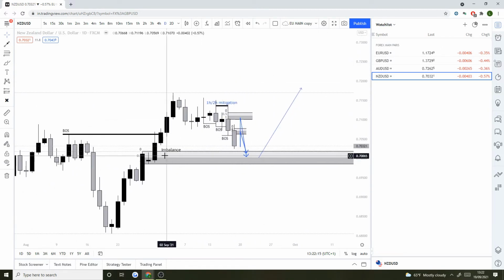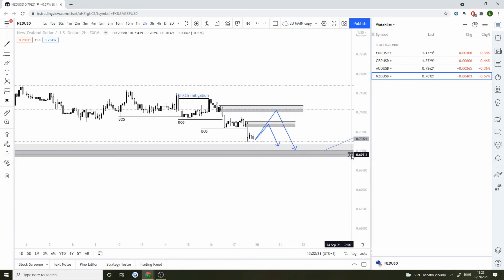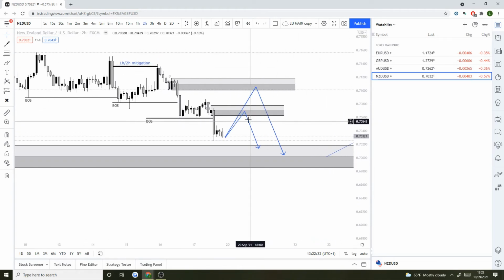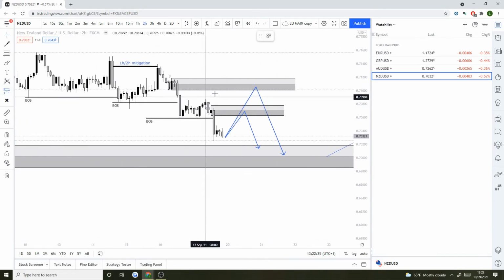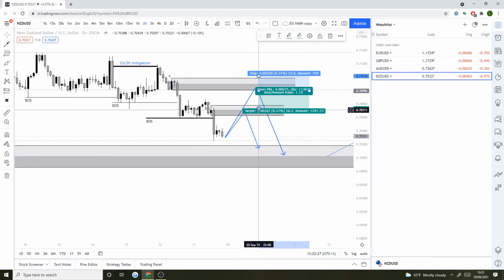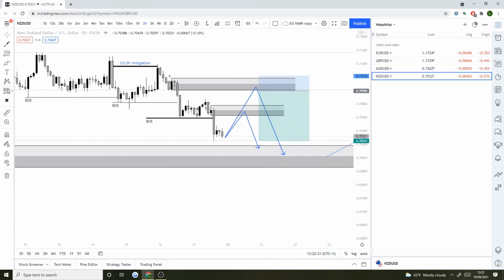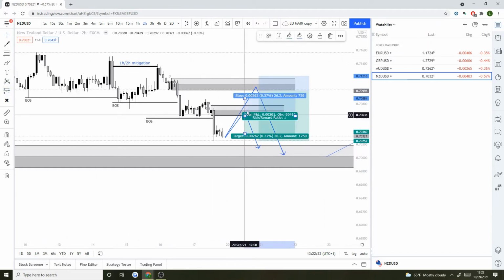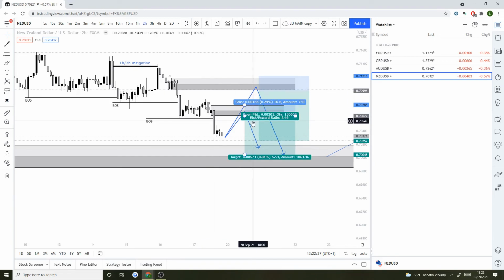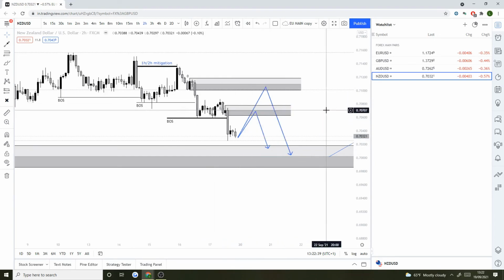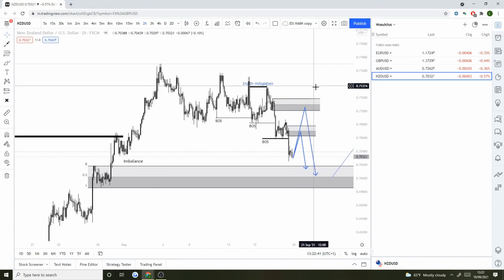So the first opportunity I'm forecasting is potentially a buy out of this area here. And then the other 2 opportunities that I'm forecasting for this week are sells out of this area up here, targeting down to the low, or at least down to the daily order block, or sells out of this lower area here, targeting down to the daily order block. So let's see what we get this week.